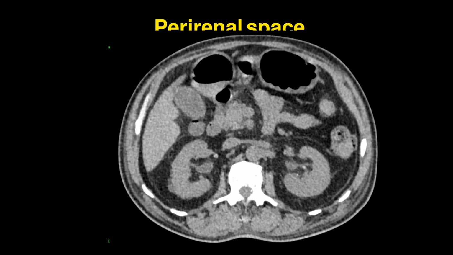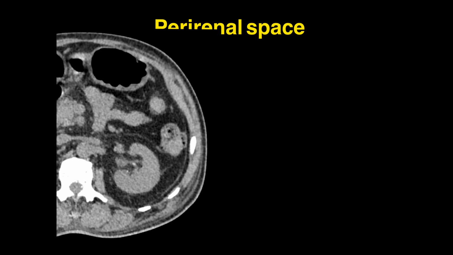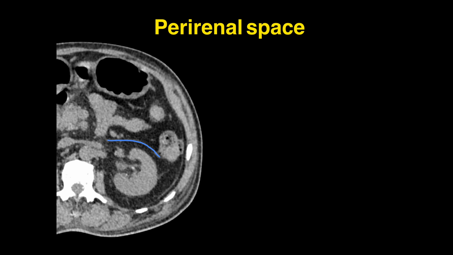Most important space among all the spaces which we discussed is the perirenal space. We'll discuss this in brief. So here we have Gerota fascia in blue and Zuckerkandl fascia in green. This is the perirenal space containing kidney and adrenal glands.